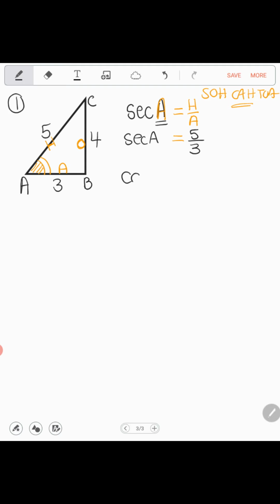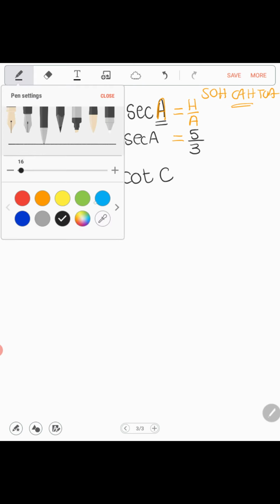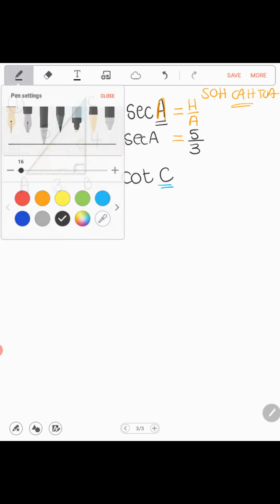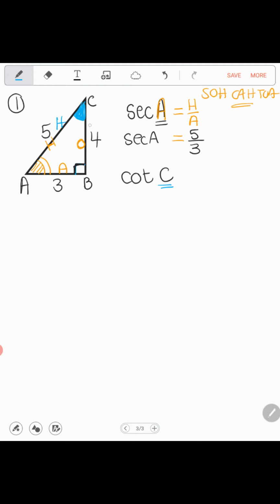Alright, what is the cot of C? Now we have to label the sides for angle C. So let's make this a blue angle here. For the blue angle, 5 is still the hypotenuse because it's opposite the right angle. Sorry, I should have put the right angle in earlier. And then for angle C, 4 is the adjacent and 3 is the opposite. Okay, so the blue ones go for C.